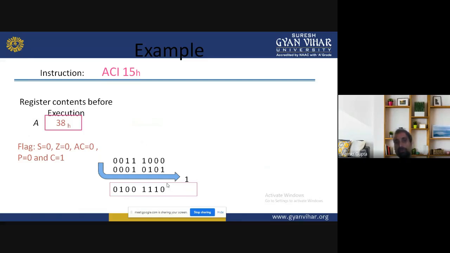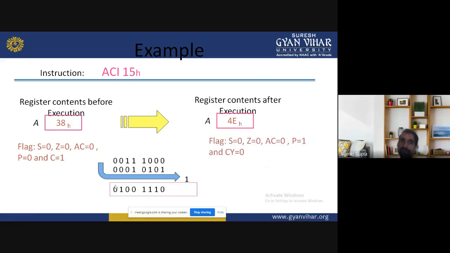So 1 plus 1, 0, and a carry of 1 is generated. So 0 plus 1, 1. 1 plus 0, 1. 1 plus 0, 1. 1 plus 1, 0, and carry is 1. 1 plus 0, 1 plus 1, 0, carry is 1. Now we change this value into hexadecimal. So its equivalent is 4E.